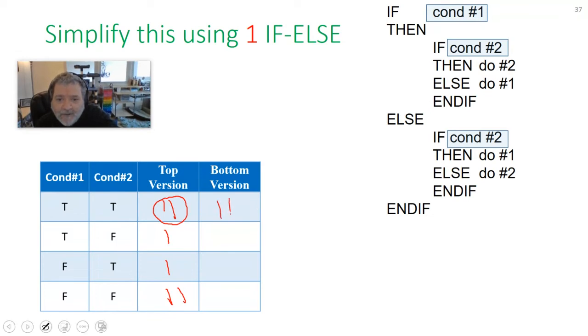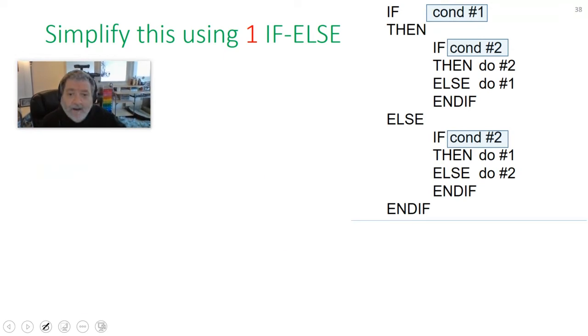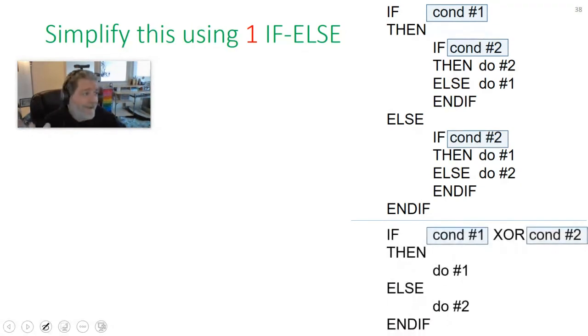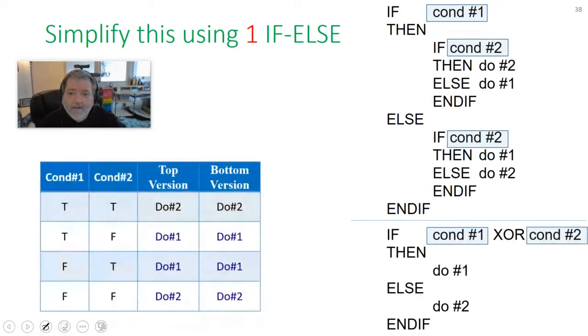False means I'm going to execute do number 2. Here they are different, so I'm going to execute do number 1. Here they are the same, I'm going to execute do number 2. There we are. All of the lines here are actually matching, which means that those two versions are compatible. They are equivalent. They have the same meaning. So there we go.